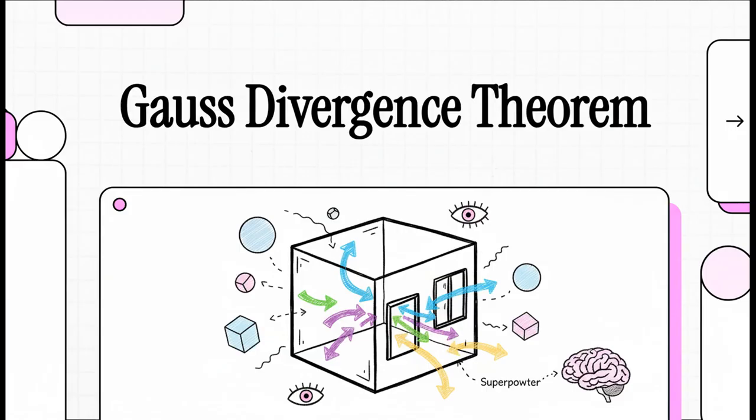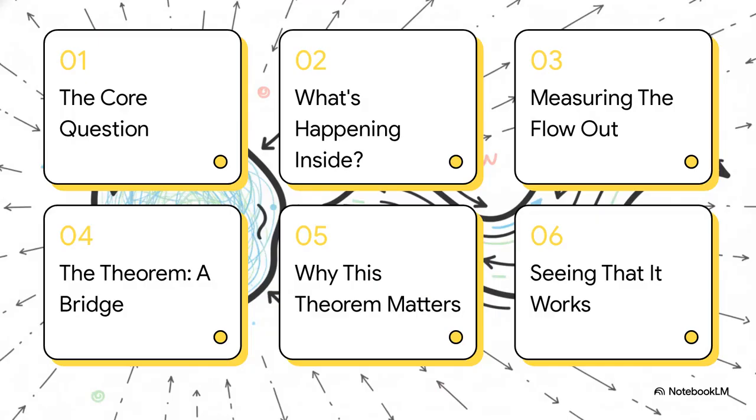on its surface. So here's our game plan. We're going to start with a pretty simple core question. Then we'll explore two totally different ways to answer it. First by looking inside, then by measuring the flow from the outside. After that, we'll bring in the theorem itself, which is this amazing bridge between the two. We'll see why it's such a big deal, and then we'll get a feel for how it actually works.